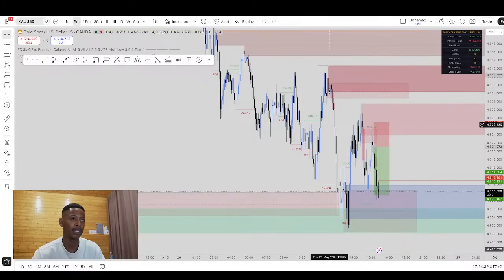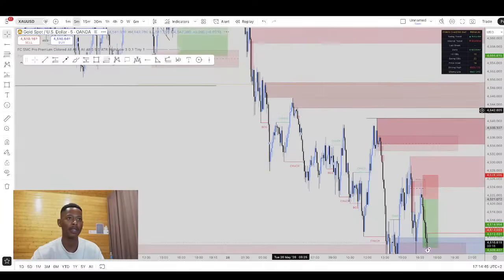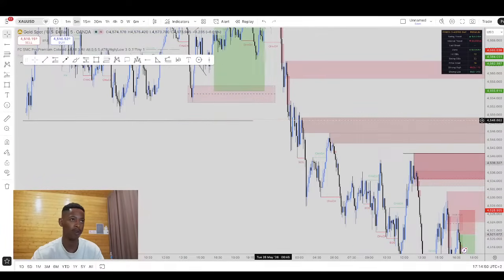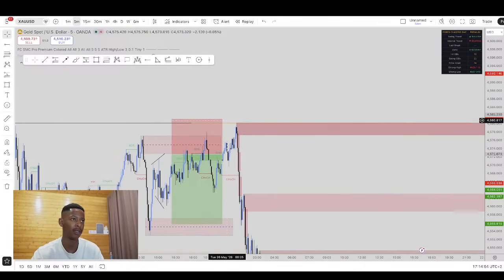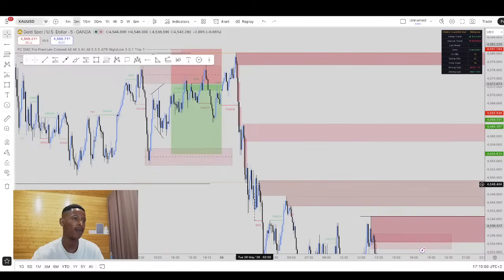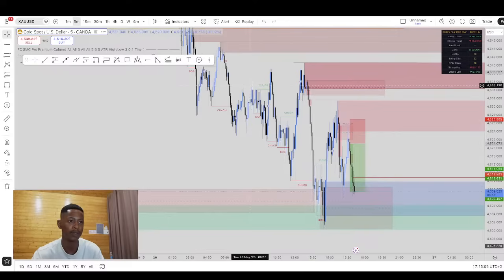So that's how I done it, and you can see it shows some change of character, some break of structure, and it shows my previous day's low, yesterday's low, and let's see yesterday's high. This is yesterday's high. You see this yellow line? I don't know if you guys can see, but this yellow line is yesterday's high. And this is yesterday's low. So already now we are playing below the low, so there's a high chance that we are still gonna maybe see price pushing up or something like that.